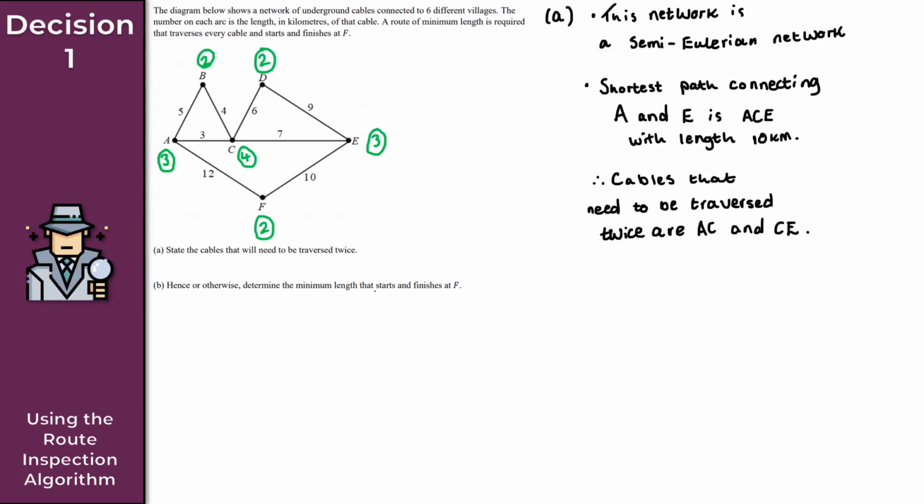And now for the second part of this question, this is for part B. It says, hence or otherwise, determine the minimum length of a route that starts and finishes at F. So basically now, just implement the algorithm. For part B, we'll do this underneath. Let me just quickly add to my diagram here, in blue. What I'm going to add is the extra arcs to my diagram.